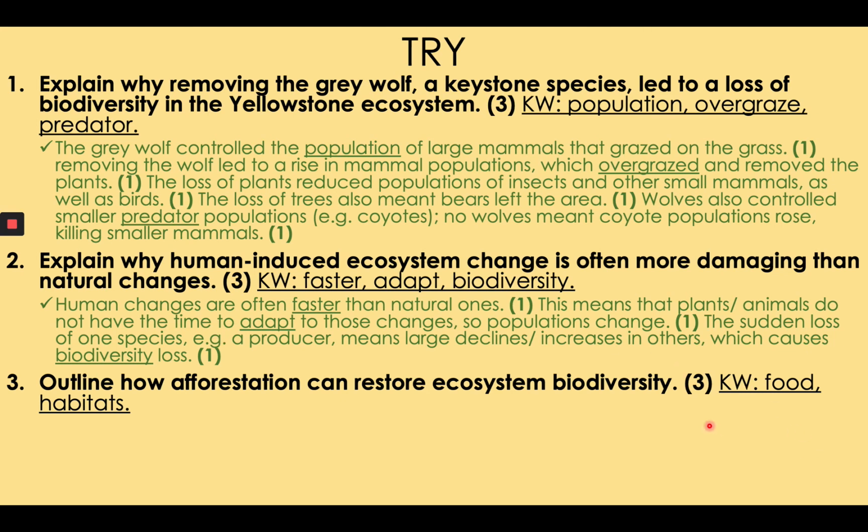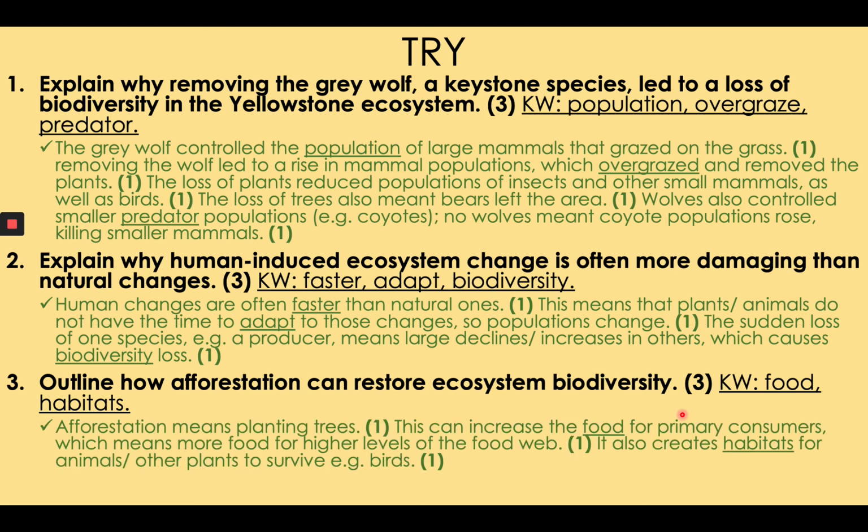3. Outline how afforestation can restore ecosystem biodiversity. Afforestation means planting trees, so try and define the terms at the beginning. So say what afforestation means to show you understand it. Increases food, consumers. More food for high levels of the food web, good keyword to use. Creates habitats. Give yourselves a mark out of 9, and make sure, really important, that you add any corrections in green.